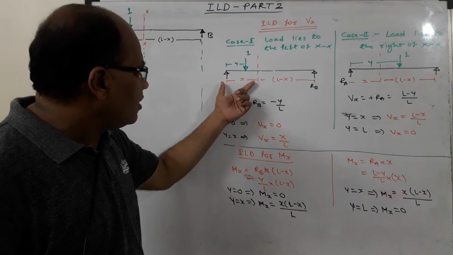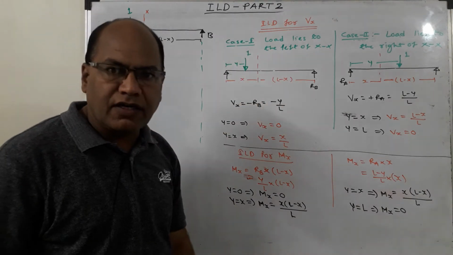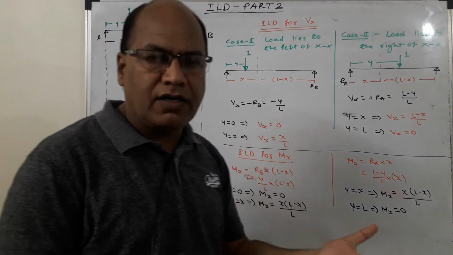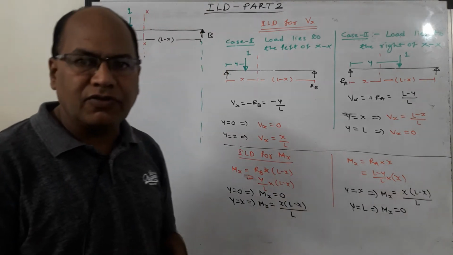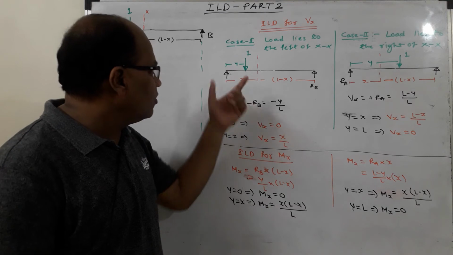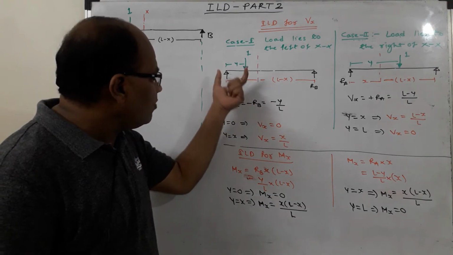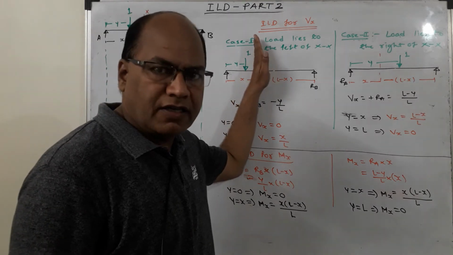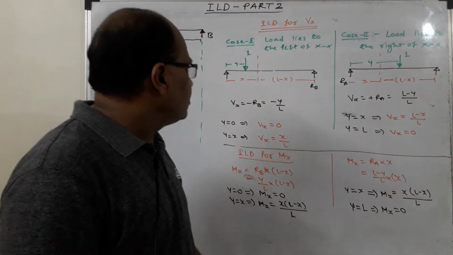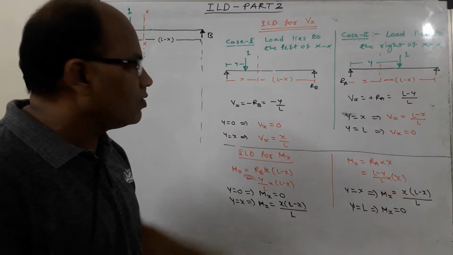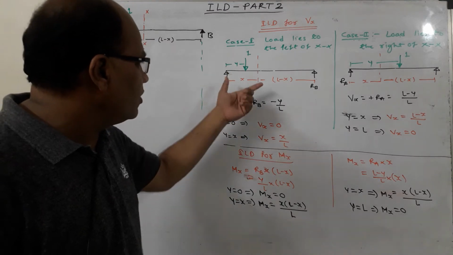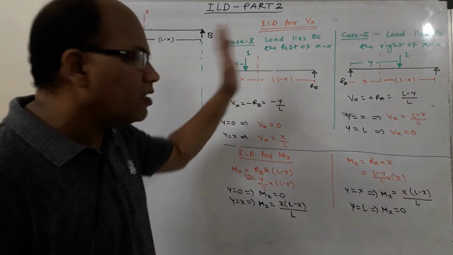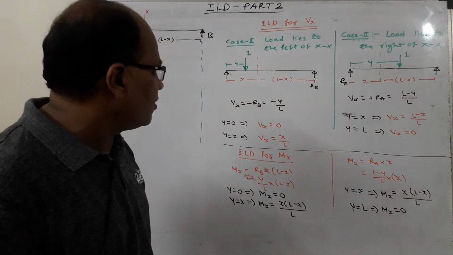Now when the load is in the left part, get the value of shear force at the section from the right part, and when the load moves to the right part, get the value of the shear force from the left part. So when the load is in the left part, I will not be dealing with the left part, I will be dealing with the right part in this case. I am doing this in order to eliminate the unit load. So when the load is in the left part, go with the right part and get the value of the shear force from the right part.